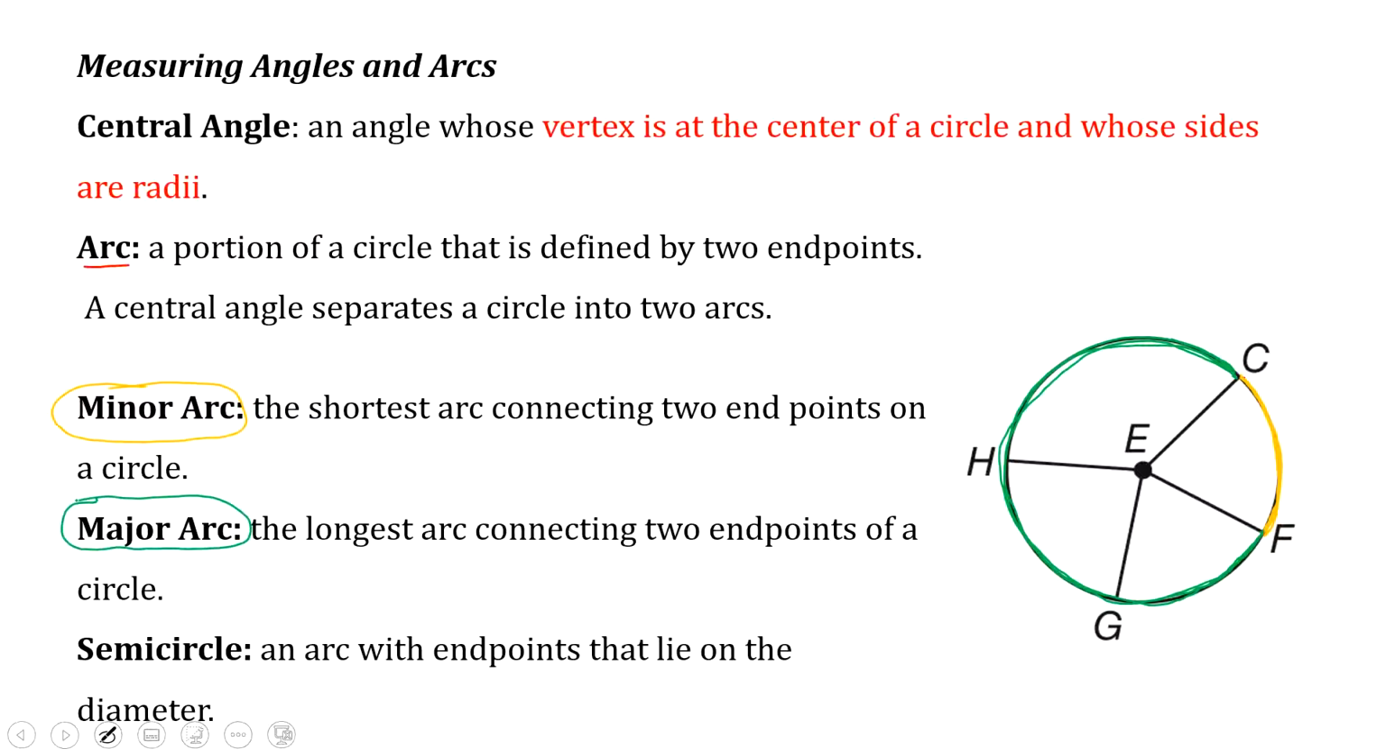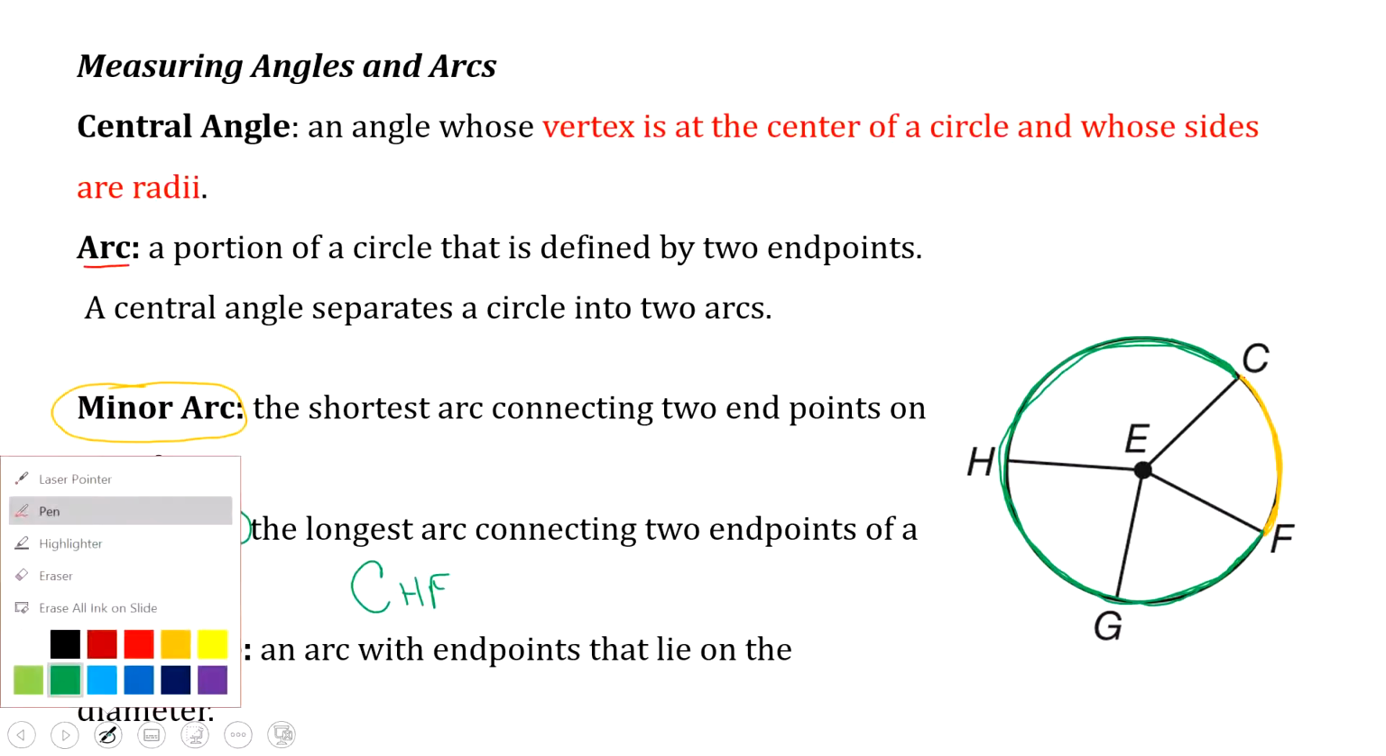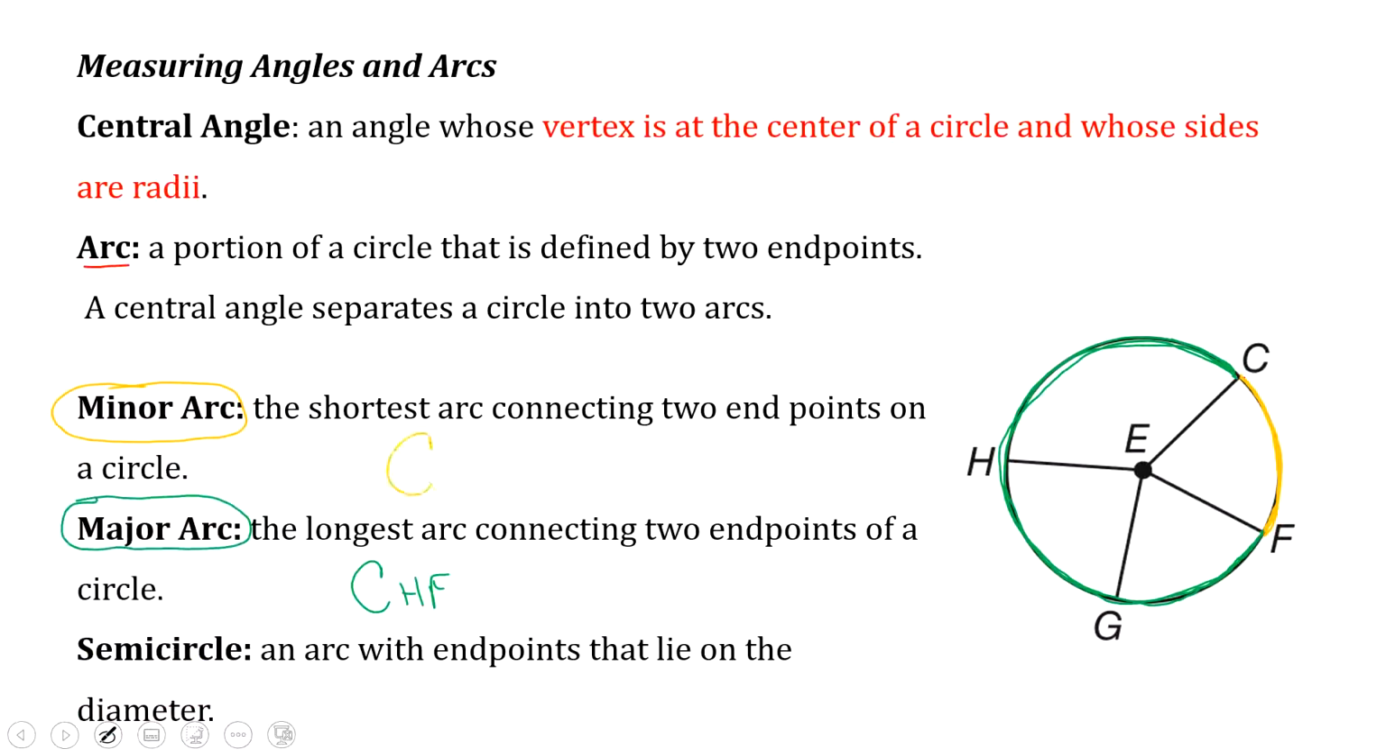by a 3rd letter. So in our example here, we would call it arc CHF. That tells us to go to point F from point C through point H. So it's telling you which way around the circle to go. The minor arc is always just going to be CF, and that's what it's always going to be.